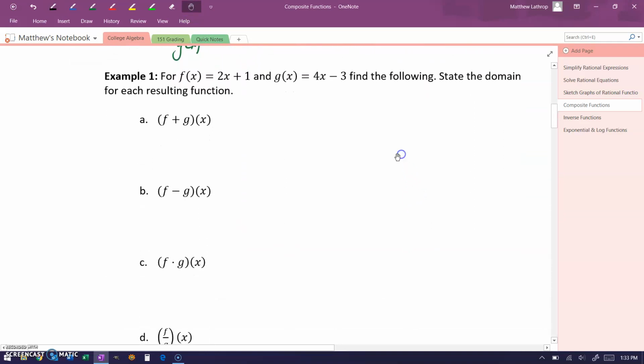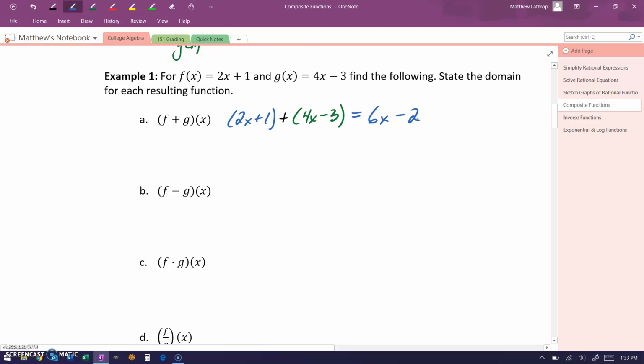We can take a look at this process in example 1, where we're given our functions f and g. We want to find in part A f plus g of x, meaning we want to take that quantity 2x plus 1 and add that second expression 4x minus 3. In this case, we can simply drop those parentheses, there's nothing to distribute through, and look at combining like terms to get 6x minus 2.